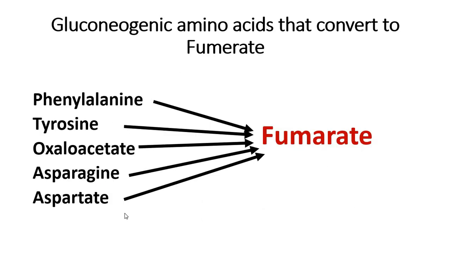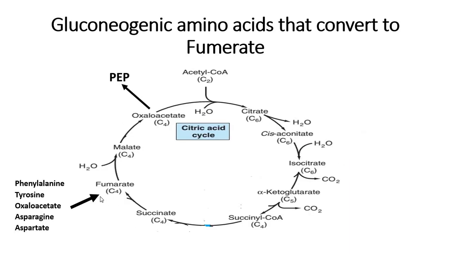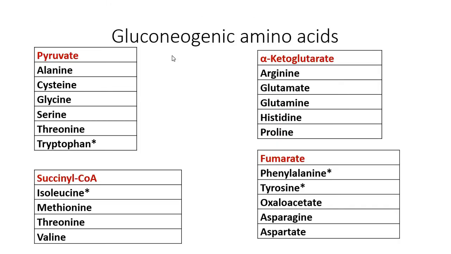These are the amino acids which convert to fumaric acid, the fumarate in the TCA cycle. Same thing, these amino acids convert to fumarate, then malate, then oxaloacetate, then this will be channeled to make phosphoenol pyruvate by the enzyme phosphoenol pyruvate carboxykinase, which we have already discussed. Then this will make the glucose. So these are the gluconeogenic amino acids.